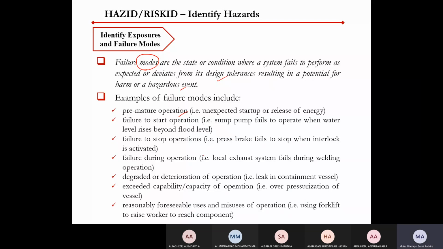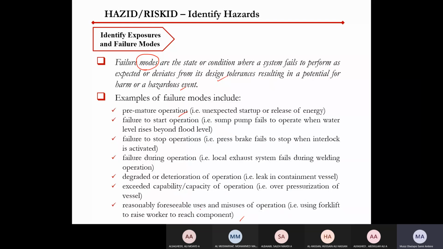Failure during operation, such as the local exhaust system failing during welding; degradation or deterioration of the operation; a leak or loss of containment in a vessel; exceeding the capability or capacity of the operation, that's overpressurization of a vessel; and reasonably foreseeable uses and misuses of the operation, for example, using a forklift to raise a worker to reach components.